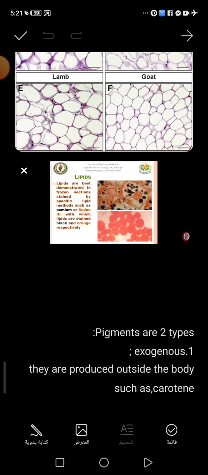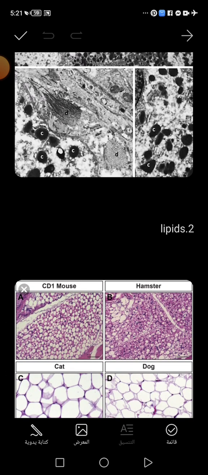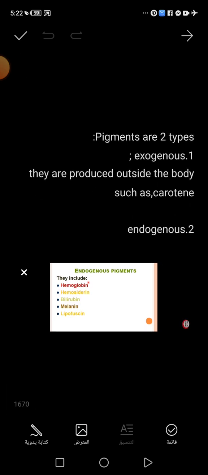As we said, inclusions include stored food, which comes from two sources, glycogen and lipids, and there are pigments. The pigments are exogenous and endogenous. The exogenous pigments are produced outside the body, such as carotene. Carotene is found mostly in carrots and vegetables. This is a normal physiological condition. Be careful, not pathological. That means it's normal.